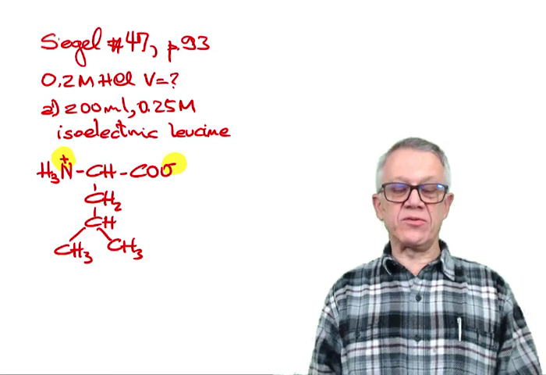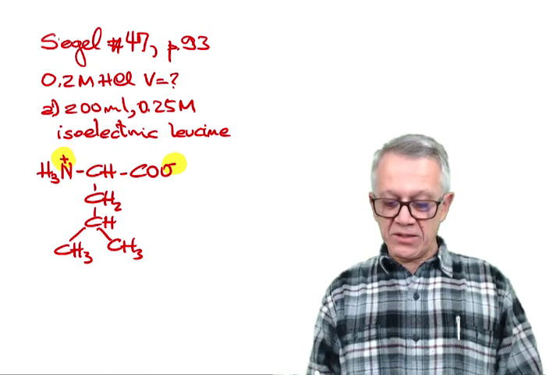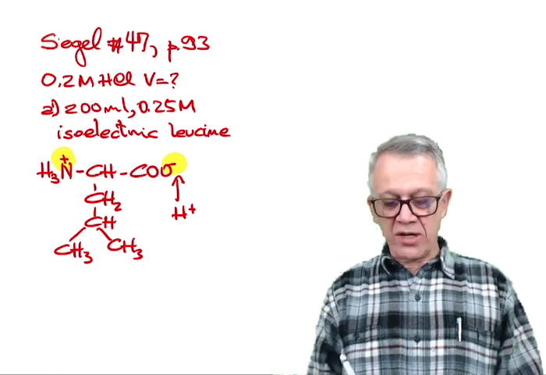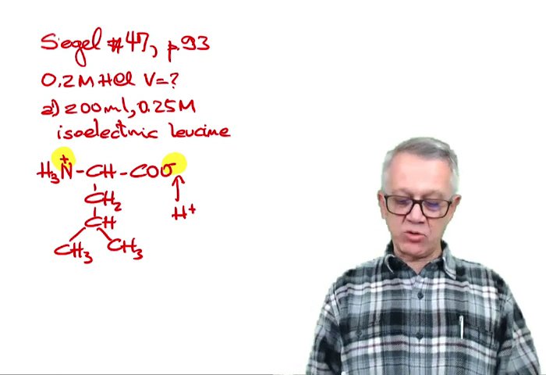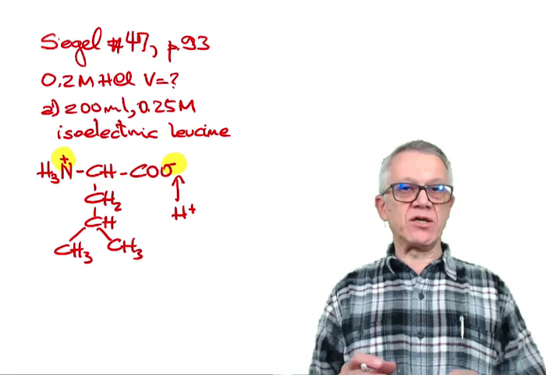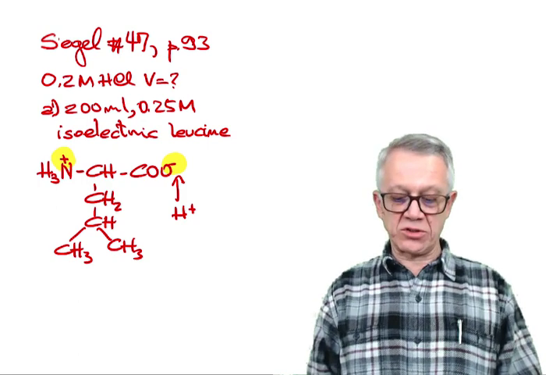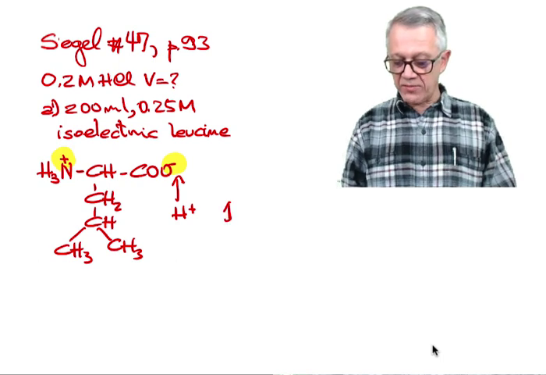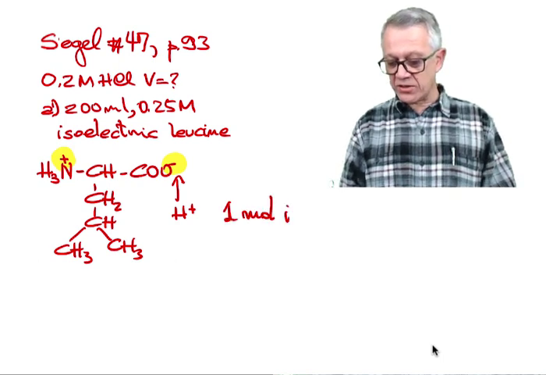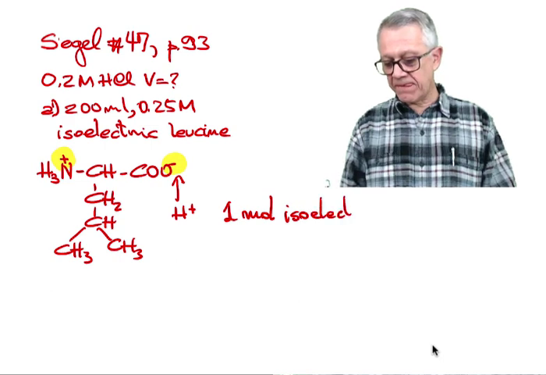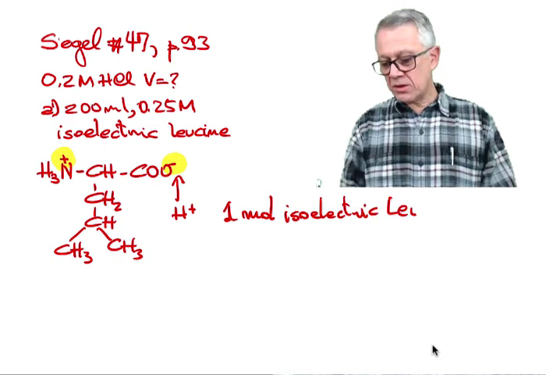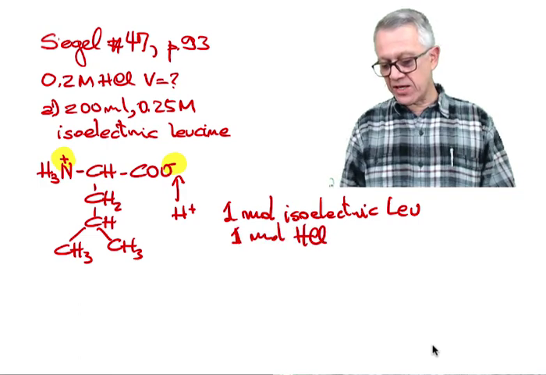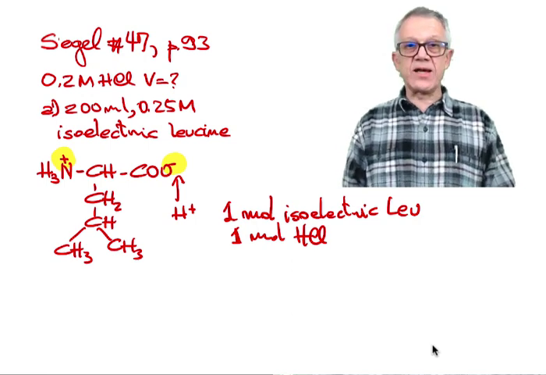So if you are going to titrate this, and we are going to add HCl to titrate it, then we're going to need to add 1 mole of protons to be able to protonate it completely, to become the fully protonated form of lysine. So in other words, for 1 mole of isoelectric lysine, you need 1 mole of HCl. So the relationship is very clear now, and the problem becomes very simple.